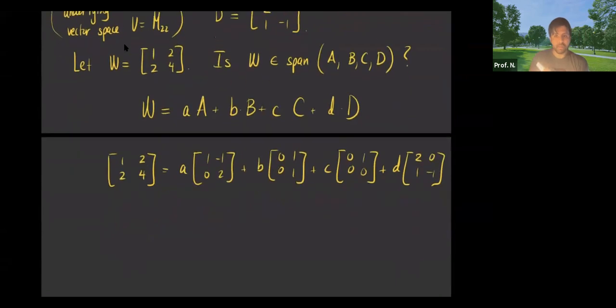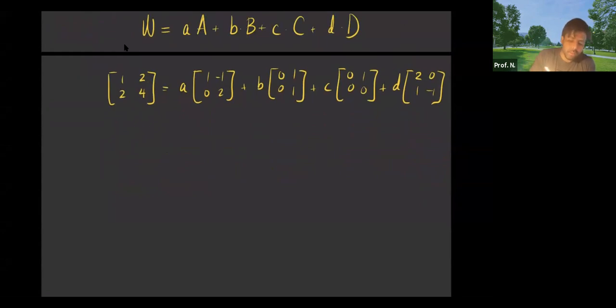Do you guys see what's happening? I'm trying to see whether there exist a, b, c, and d so that when I put them in here, I have a linear combination that results in this. Do you guys see where to go from here? The inverse? Well, not quite as of yet. We don't have the inverse. What exactly are you speaking of?